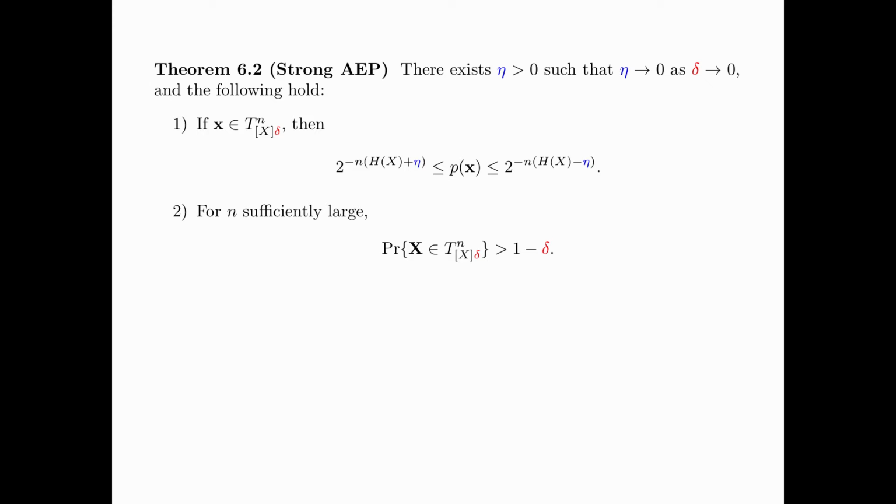Second, for n sufficiently large, the probability that a random sequence x is strongly delta typical is greater than 1 minus delta. Third, for n sufficiently large, the size of the strongly delta typical set is lower bounded by 1 minus delta times 2 to the power n times (entropy of x minus eta), and upper bounded by 2 to the power n times (entropy of x plus eta).